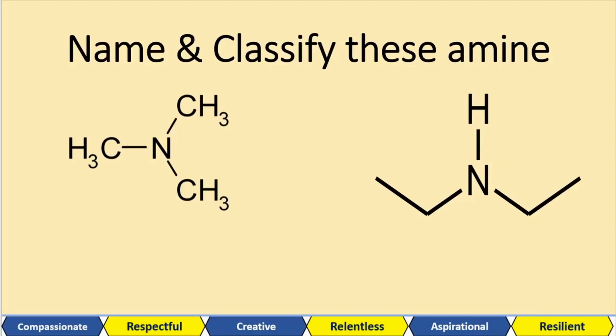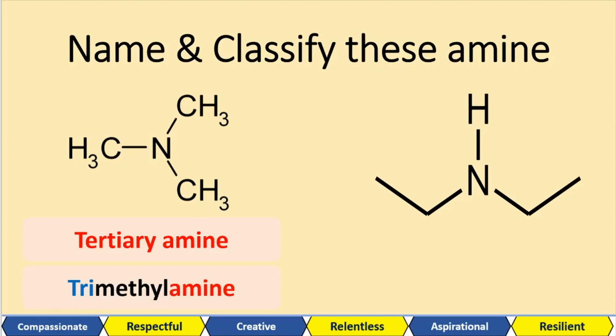Alright, the one on the left hand side, we have no hydrogens, so it's a tertiary amine. All 3 hydrogens have been replaced. And when we look at this, each of the 3 alkyl groups are methyl groups. So they're all equivalent. And there's 3 of them, so trimethylamine.